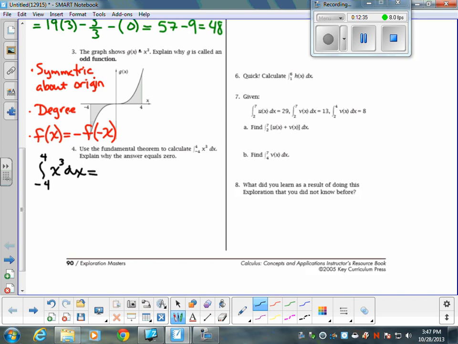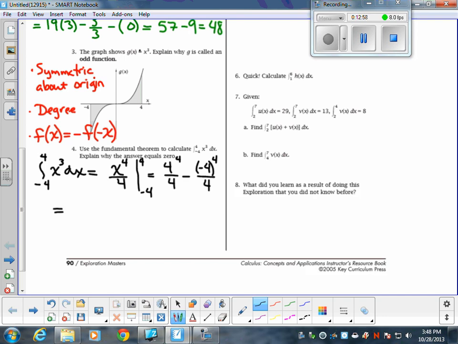So let's go ahead and find our antiderivative. The antiderivative will be x raised to the fourth divided by 4, with a straight up and down line to indicate that I have not plugged in my bounds yet. So I plug in the top bound, 4 raised to the fourth divided by 4. Subtract, I plug in the lower bound, negative 4 to the fourth divided by 4.